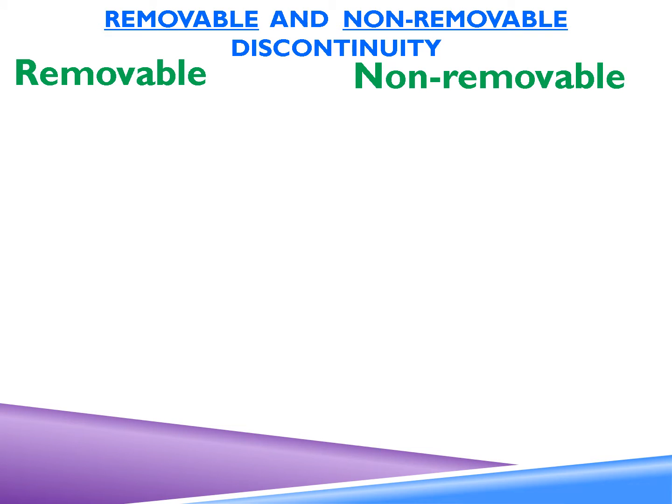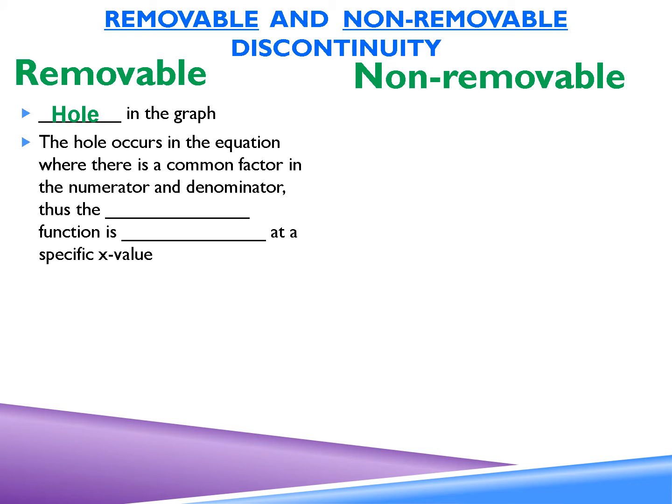So let's talk about removable and non-removable discontinuities. A removable discontinuity is a hole in the graph. The hole occurs in the equation where there is a common factor in the numerator and denominator, thus the original function is undefined at a specific x value. So there is a hole when you have a common factor on the top and the bottom that will cancel out. So let's look at an example.